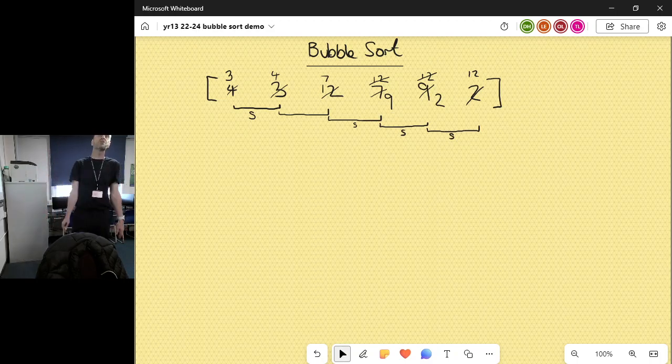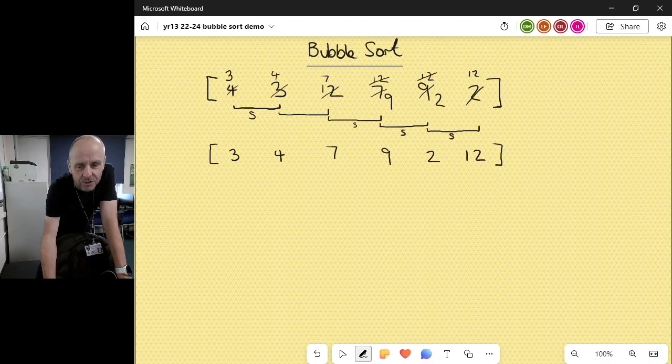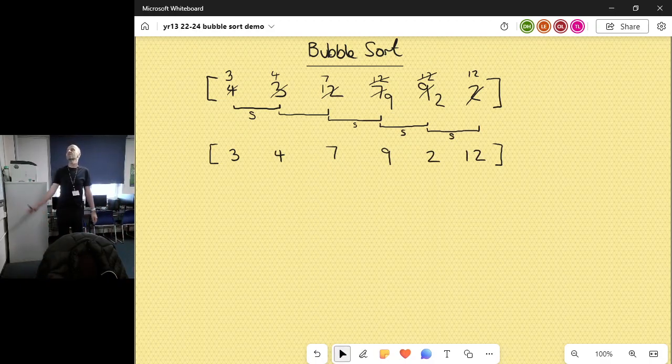Right, what we must do is write out our list again so it's neat. Otherwise you're going to make a total mess of this. So I'm just going to put my array extent markers, my square brackets, and I'm just going to write down the bits that haven't got crosses through. So I've got 3, 4, 7, 9, 2, and 12. But because the biggest item has floated to the end, I don't have to look at that one again. So I shrink my search space that I've got to do the comparisons on.